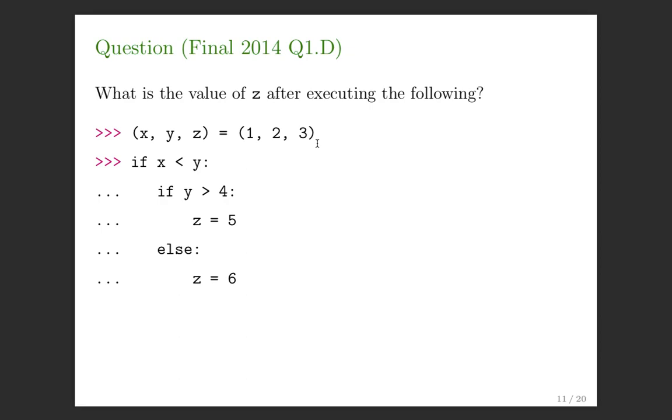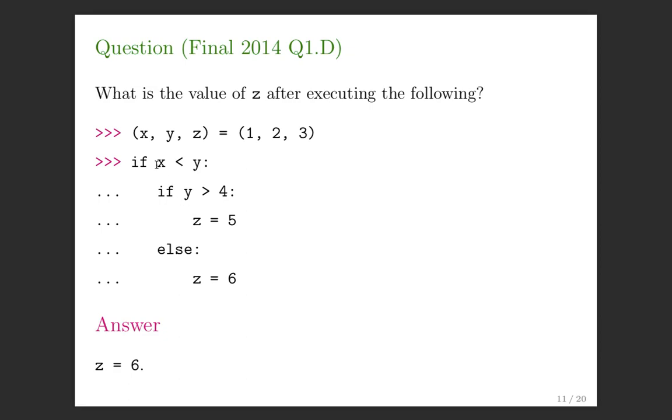Anyone have any answer? Up there, in the shirt. 6? Okay, so let's step through this together. So x is 1, y is 2, z is 3. On your exam, I'd recommend going into this code and overwriting the variables with their values. I can't do that because this is a computer, but let's use our imagination brushes to do this.